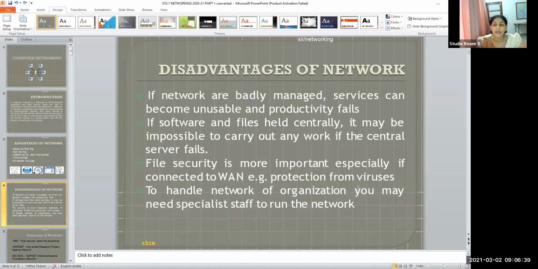If standalone systems are there, the common people can manage. But when it comes to network, you need to follow certain rules and regulations of networking. So a skilled person, a specialist staff is required. That person is called the network administrator, needed to run the network. That is why there is a post, network administrator, who manages all the networks.